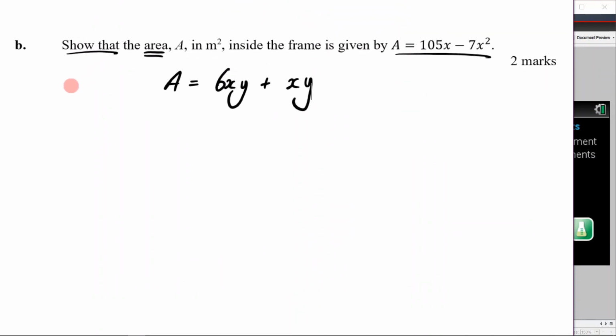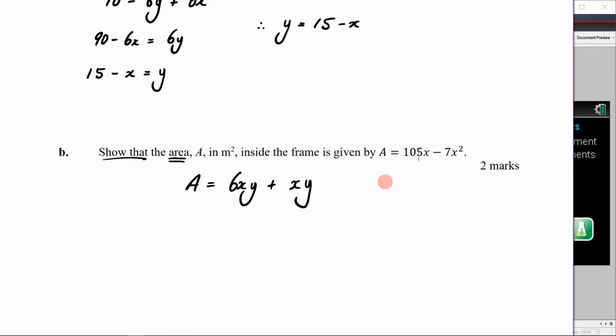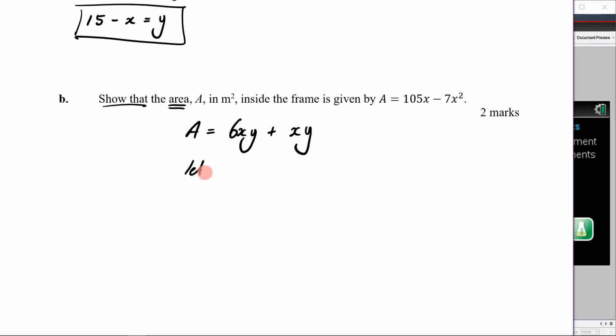Now you might be wondering, well, that doesn't look like what we were given here. The reason for that is, as you can see here, this is A in terms of just x. There are no y's here, but we have y's here. So how can I get rid of these y's? Well, I know that y is equal to this. So I can say, let y equal 15 minus x. So let's now do that.